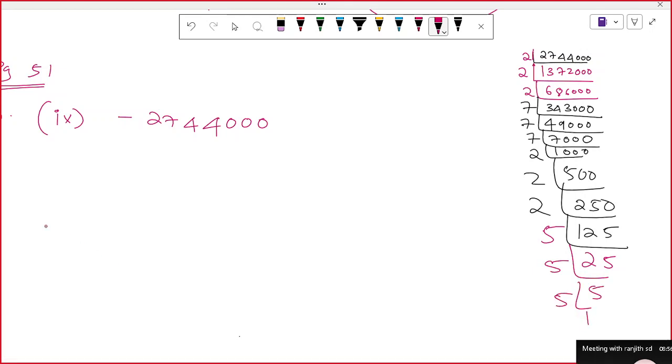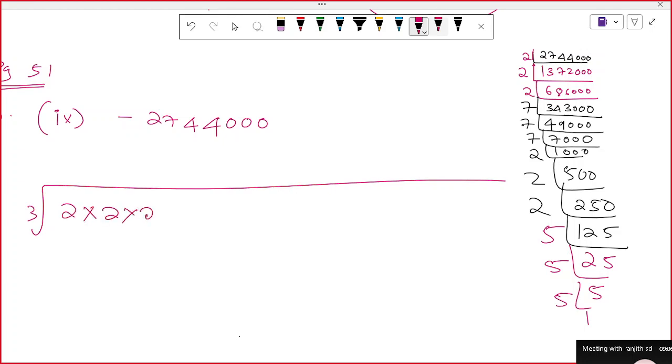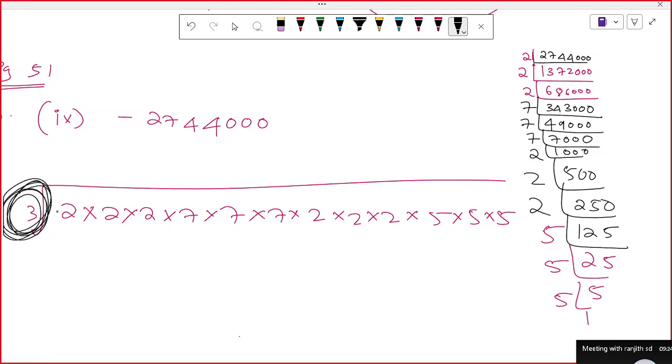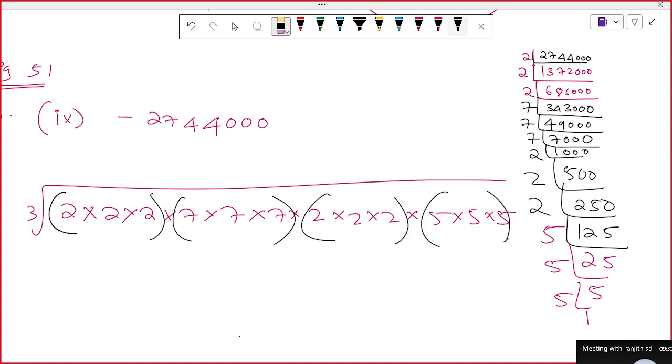5 into 1. Okay, then this is a cube root question. So you're supposed to write it like this. Cube root of this value, write all the numbers inside. 2 into 2 into 7. And how many numbers will you have to group for cube root? So 3 numbers. Group 3 numbers and pick one from each.